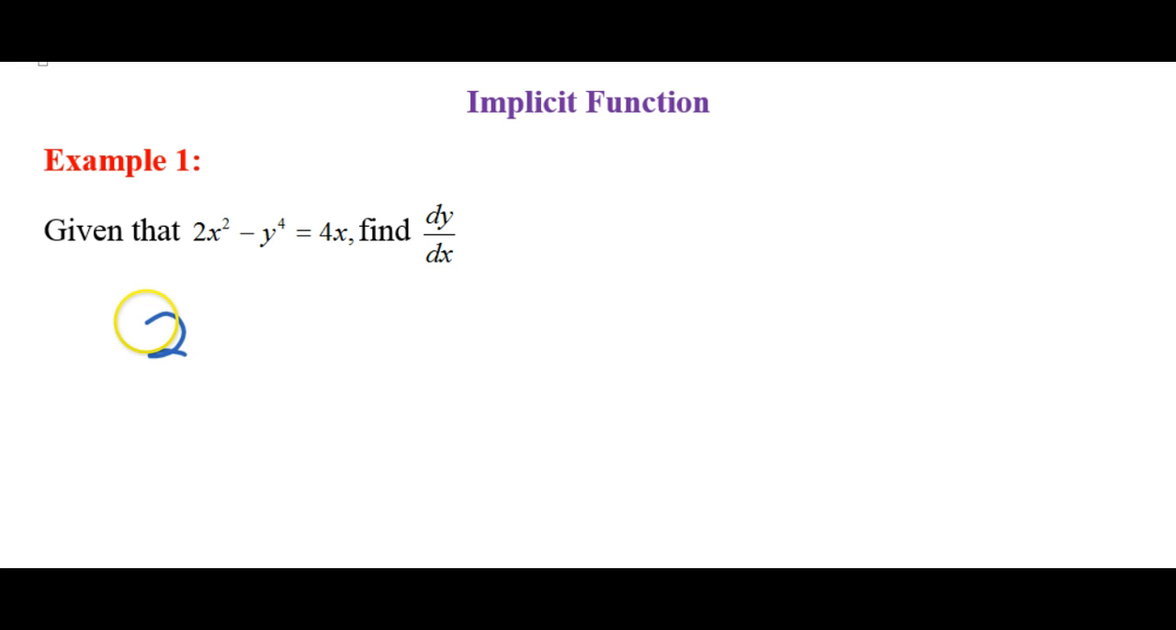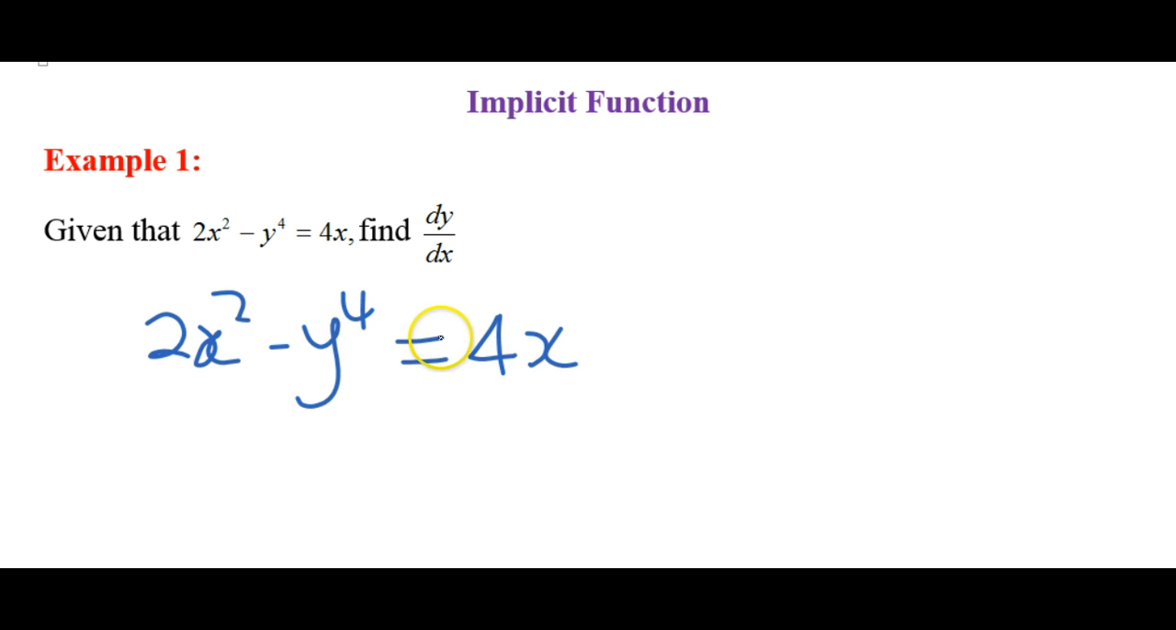So now, given 2x squared minus y to the power 4 equals 4x, this is an implicit function because we don't see y as explicit in the form of having y equals. So in differentiating, remember that this is the power rule we are going to apply because there's no product rule, there's no quotient rule here, and we don't have chain rule, right? So we are going to apply the power rule, and with the power rule, we normally differentiate term by term.